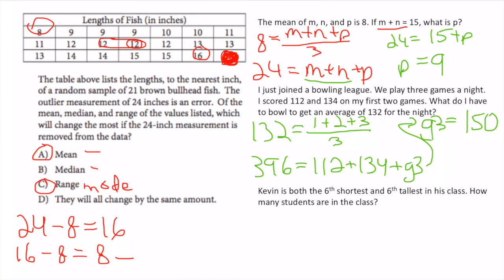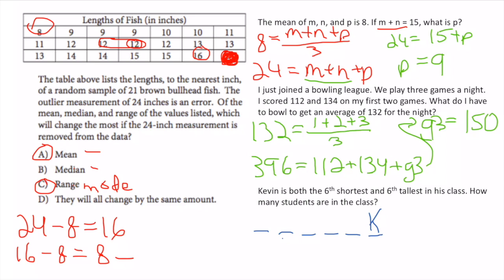Okay, so Kevin is both the 6th shortest and 6th tallest in his class. How many students are in the class? So I don't know how tall any of them are, but I don't really need to. All I need to know is that Kevin is the 6th shortest. So I'll just make a list. Here's 1, 2, 3, 4, 5, 6. Okay, this is Kevin.